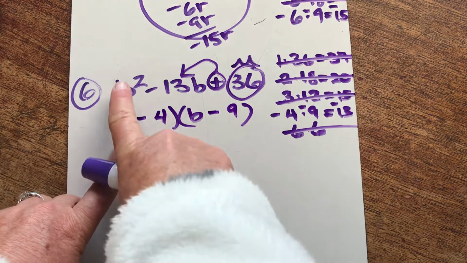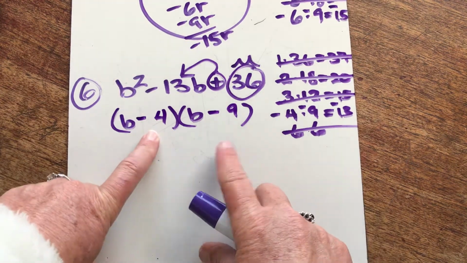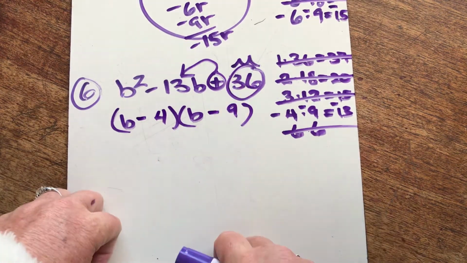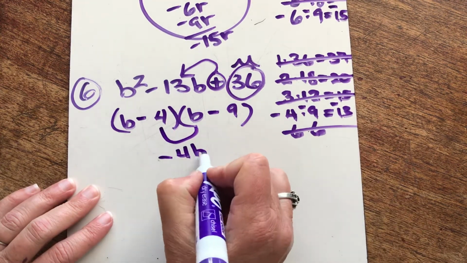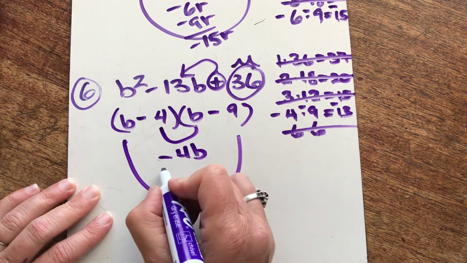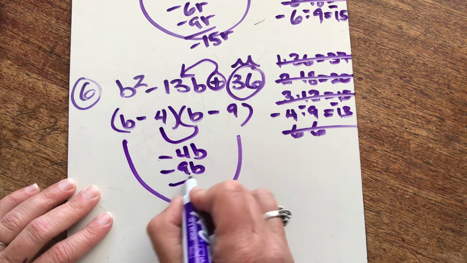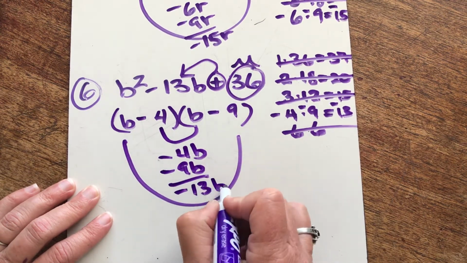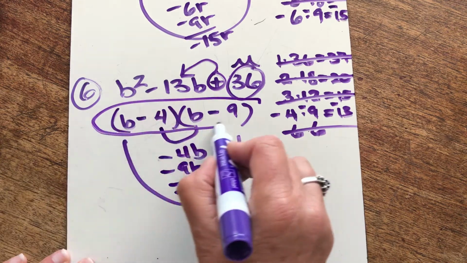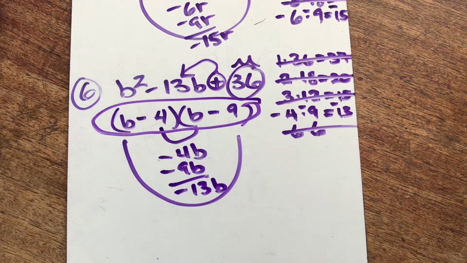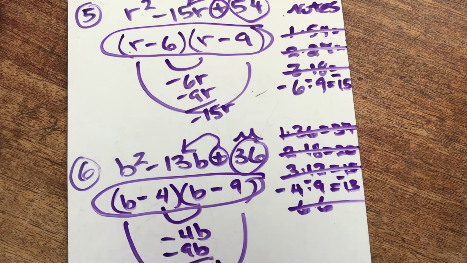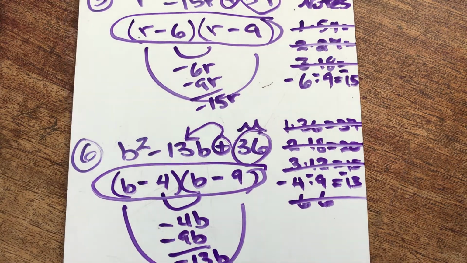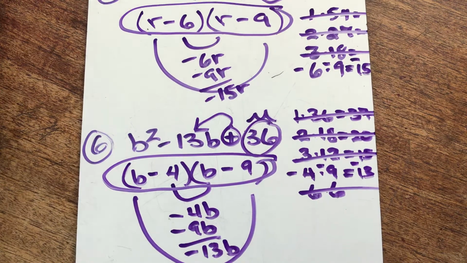B times B is b squared, check. Negative 4 times negative 9 is positive 36, check. Let's check our middle terms. I'm just multiplying them out here. And that checks. This is my final answer. And they are both negative again. My answer here was both negative, and that's both negative here. That's interesting. Okay, let's try 7 and 8. They are of the same form.